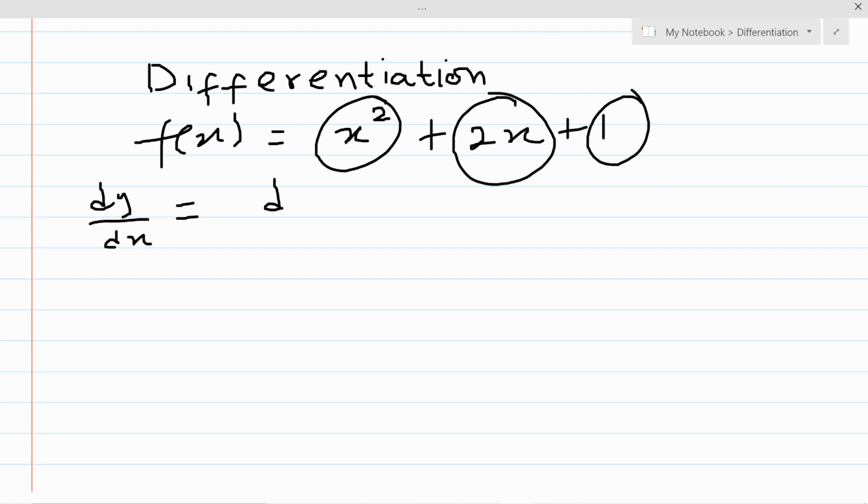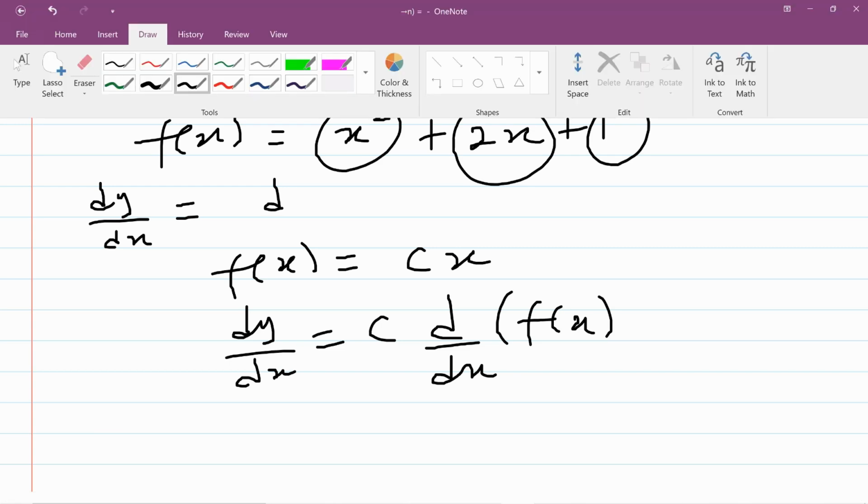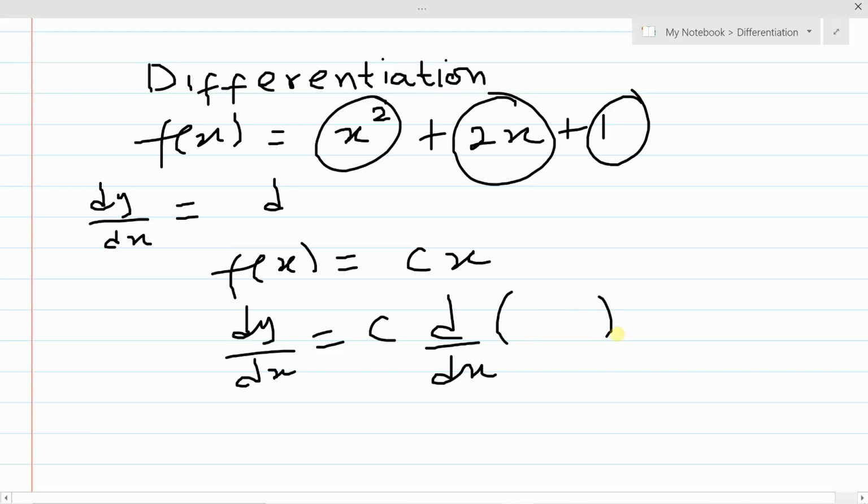Alright, if I have a function like this, if f of x equals some constant c times x, then dy dx will be equal to c times differentiating the whole of f of x. Okay, I'm sorry, let me put it on the right.